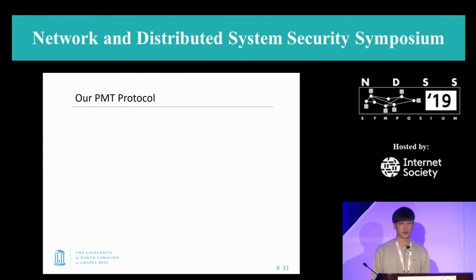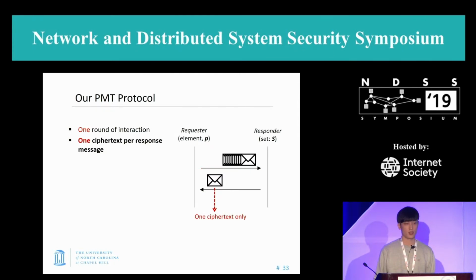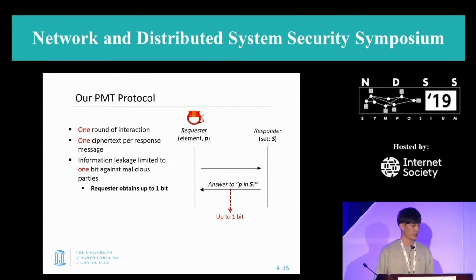Since existing PMT protocols are not best suited for our framework, we proposed a new PMT protocol design. Our PMT protocol requires only one round of interaction and only one ciphertext in each response message. This could be very helpful in improving performance and communication scalability. In addition, our PMT protocol limits information leakage to only 1 bit, even if malicious parties are present. More specifically, a malicious requester can only obtain up to 1 bit from the responder's input.